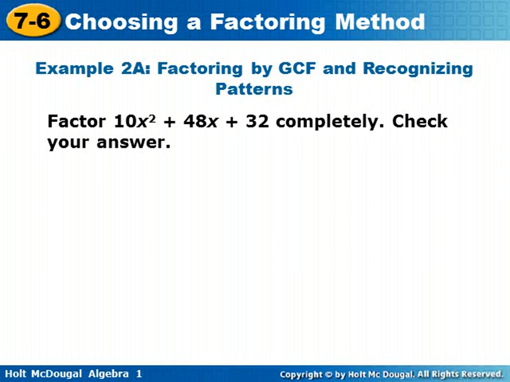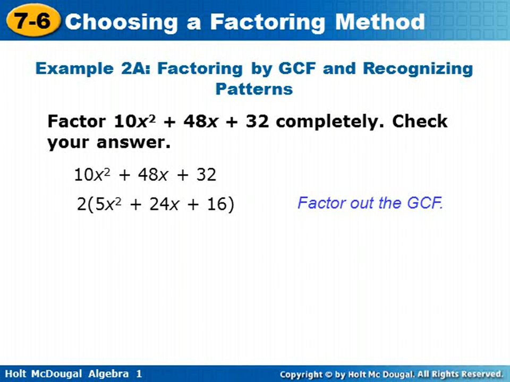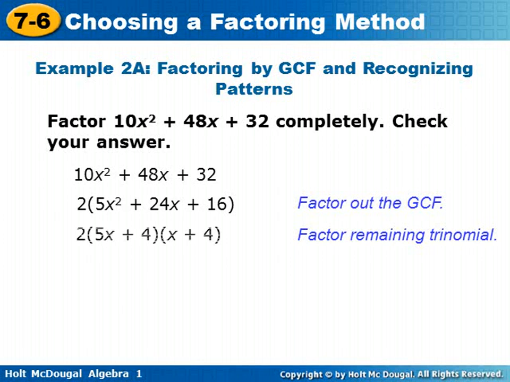To factor 10x squared plus 48x plus 32 completely, and then check our answer, we're going to factor out the greatest common factor first. That's step 1. Between 10x squared plus 48x plus 32, it's a 2. So we factor that out to the outside and we get 2 times in parentheses 5x squared plus 24x plus 16. Now we're going to factor the remaining trinomial left in the parentheses. So we factor it and we end up with 5x plus 4 times x plus 4.